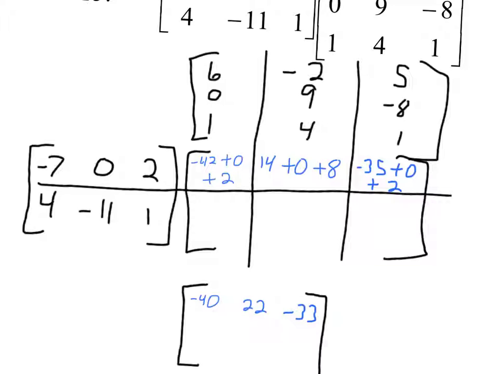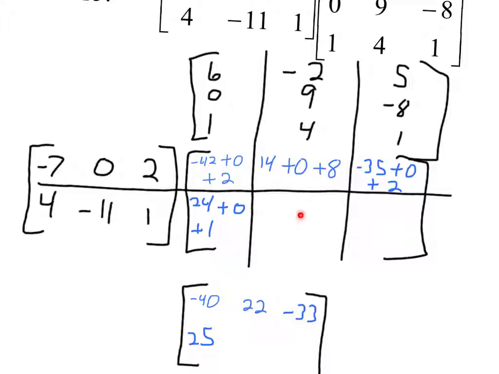Great. On to the second row here. And you can now see we're going to multiply the second row by the first column again. So 4 times 6 is 24. Negative 11 times 0 is 0. 1 times 1 is 1. So 24 plus 0 plus 1 is 25.